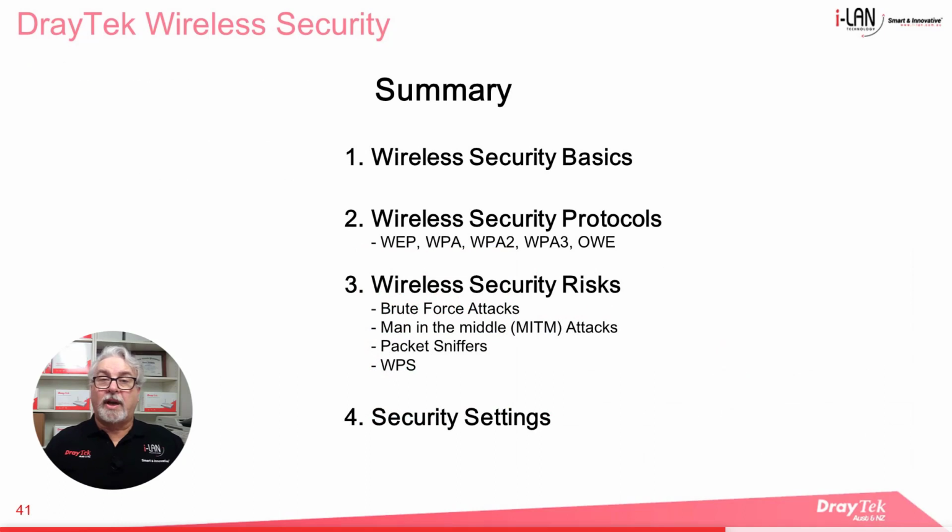So to summarise, today we started by looking at wireless security basics, then we looked at wireless security protocols which included WEP, WPA, WPA2, WPA3 and OWE. Next we looked at some wireless security risks which included brute force attacks, man-in-the-middle attacks, packet sniffers and WPS. Finally we looked at the security settings that are available in DrayTek routers and access points.